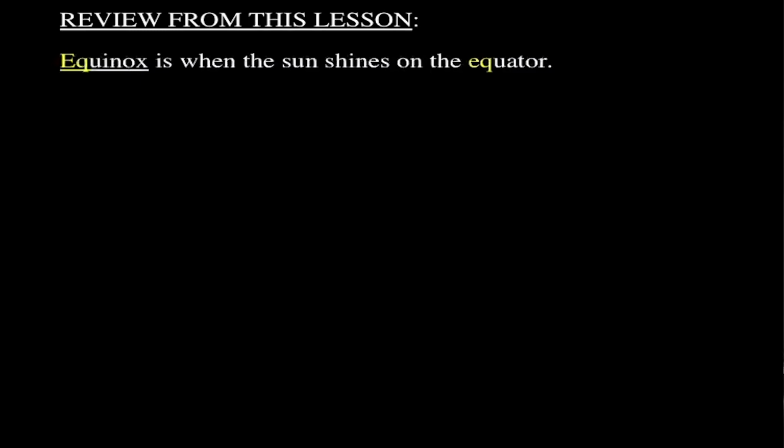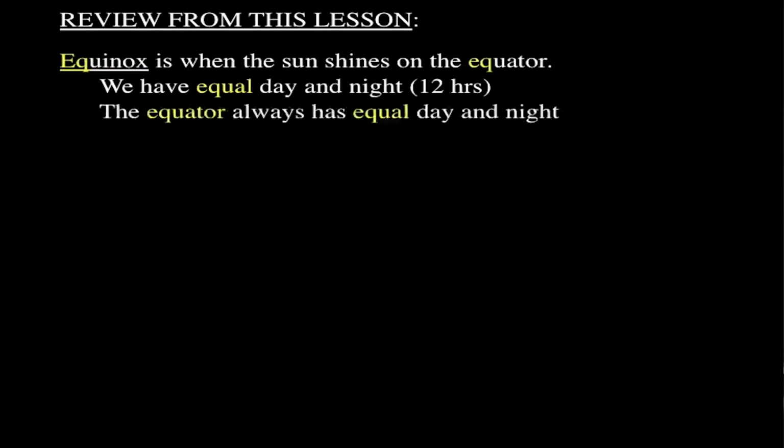So here's what we've learned from this lesson. The equinox is when the sun shines on the equator, and we have equal day and night, 12 hours in length, and the equator always has equal day and night. That's why it's called the equator.